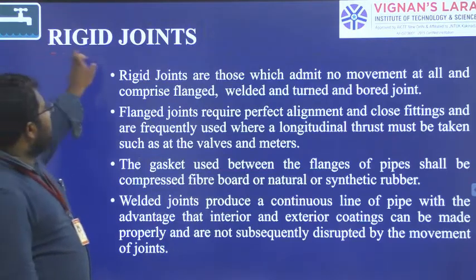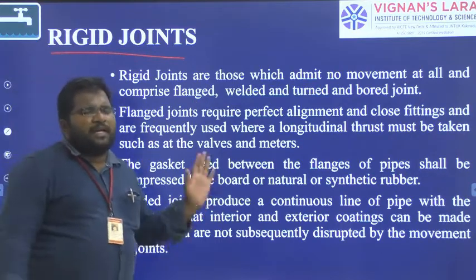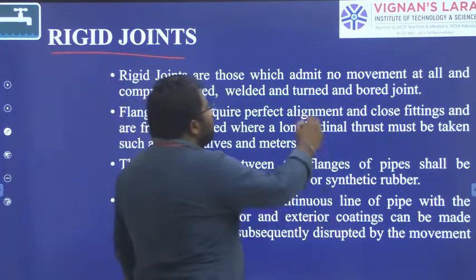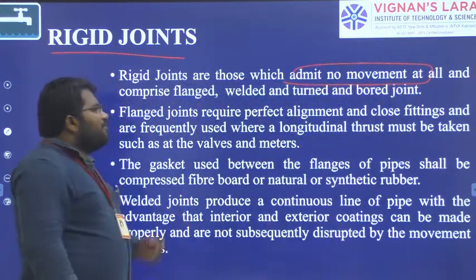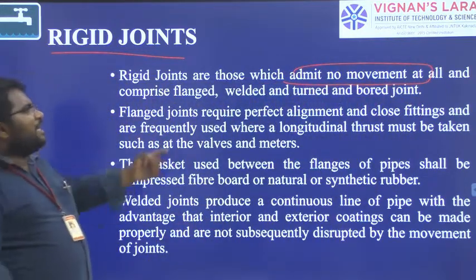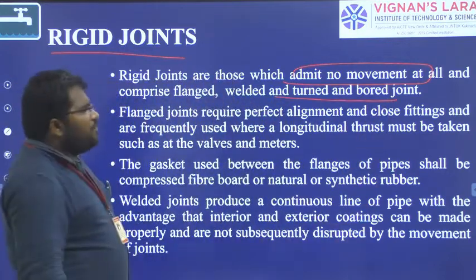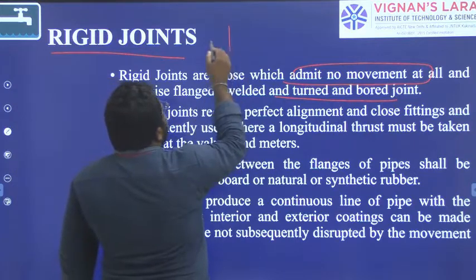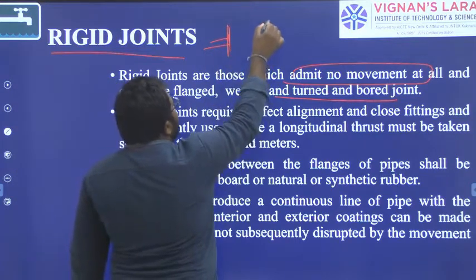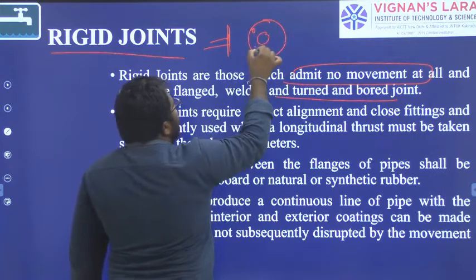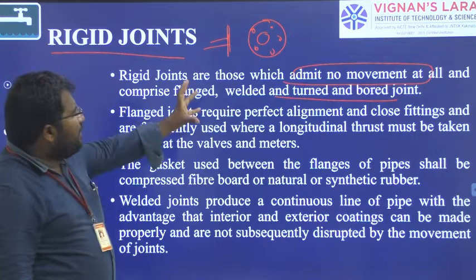First one is rigid joints. Rigid joints are those which admit no movement at all. They comprise flanged or welded connections or turned and bored joints. Flange means, if this is the pipe, we have a flange like this. If you see it from the front side, it will have points for bolts. So that is the flange.